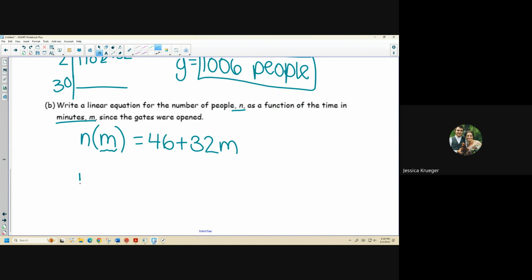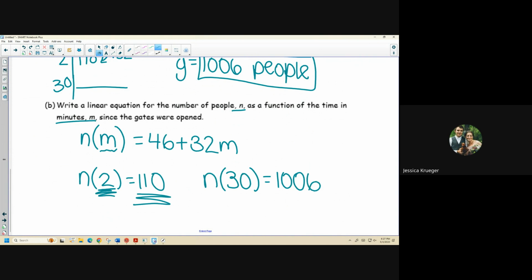So if I told you n of 2 equals 110, I want you to think about what that means. 2 is the number of minutes. So after 2 minutes, there are 110 people in the stadium. N of 30, we just found above, was 1,006. After 30 minutes, there were 1,006 people in the stadium.